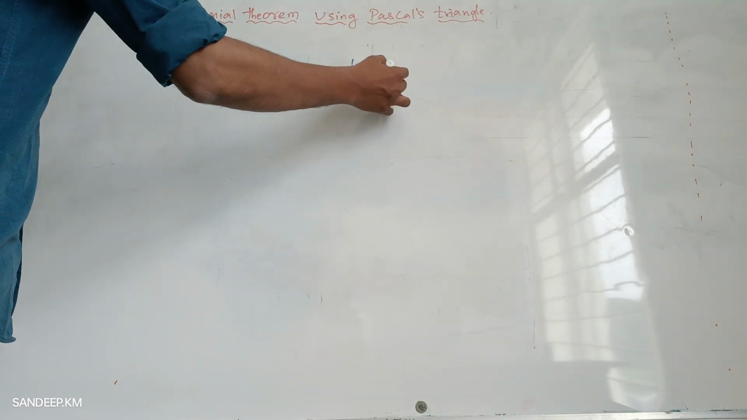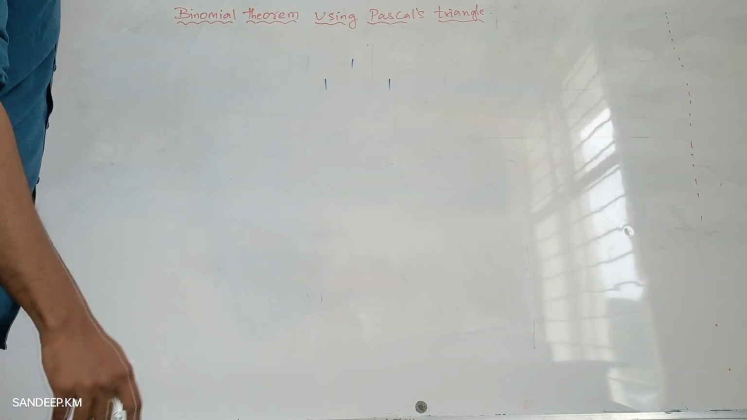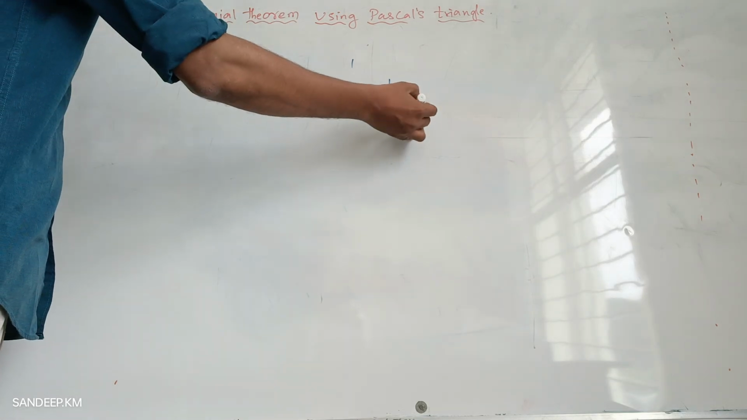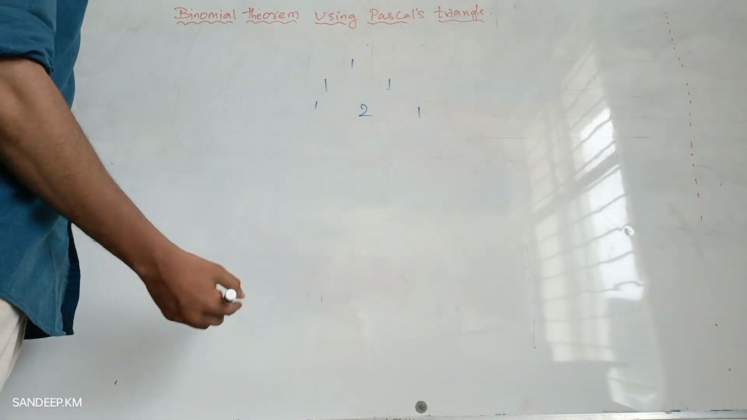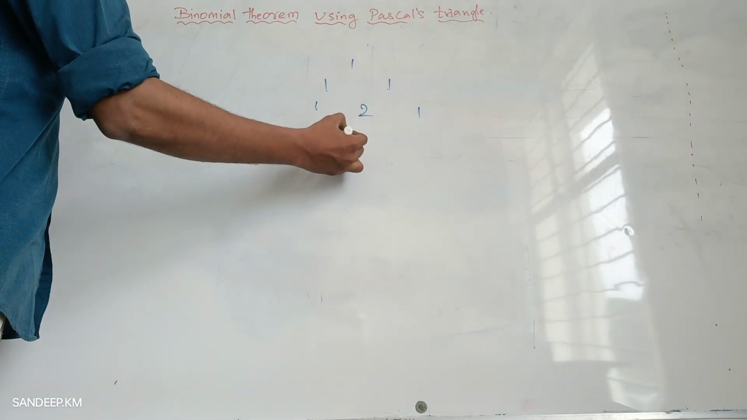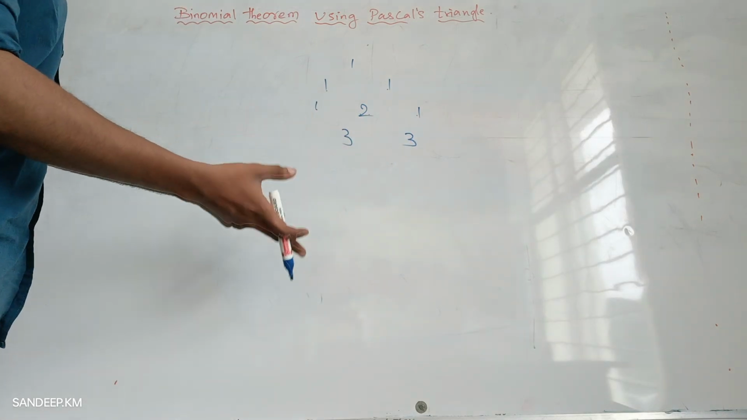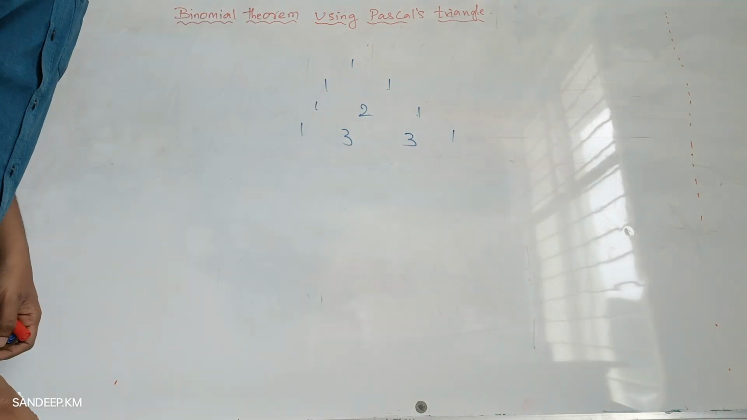And then keep 1 and 1 in the next row, and in the third row 1 plus 1 is 2, and then you keep 1 and 1 on both sides. And in the fourth row, what are we supposed to do? 1 plus 2 is 3, 2 plus 1 is 3, and that's it. Addition is over. You should end this process by keeping 1 and 1 on both sides.